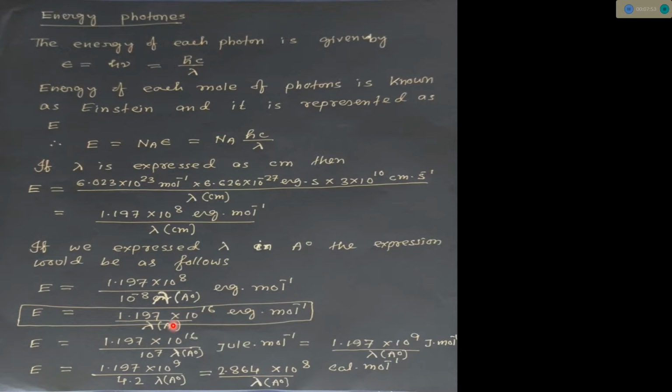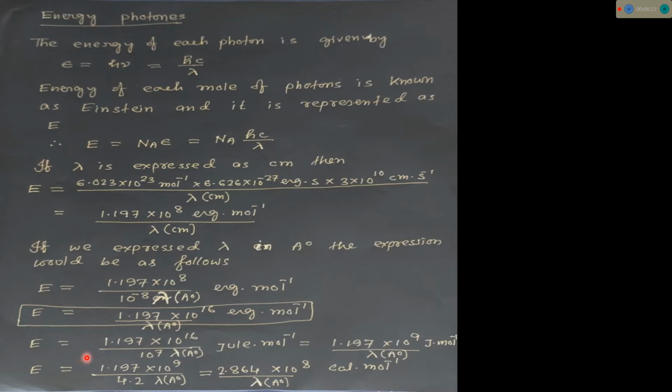In these expressions, if any question mentions lambda in angstrom unit, then in this expression, 1.197 into 10 to the power 16 by lambda, we should put lambda as the angstrom value, whether it is 2000 or 1000 or 4000 angstrom. No need to transform the value into centimeter. So this is in erg per mole.